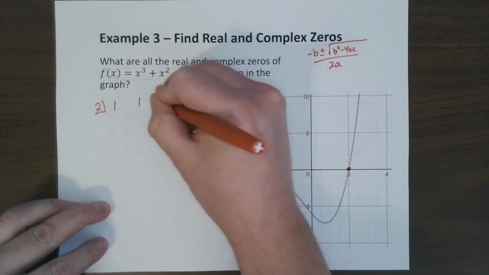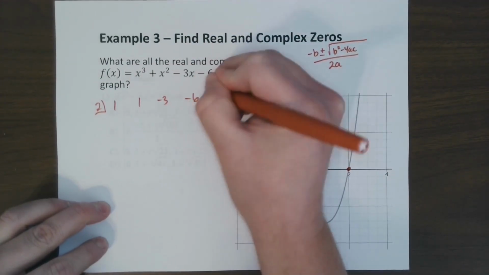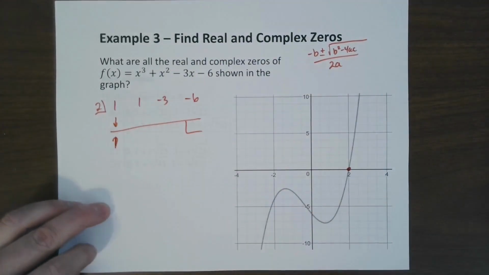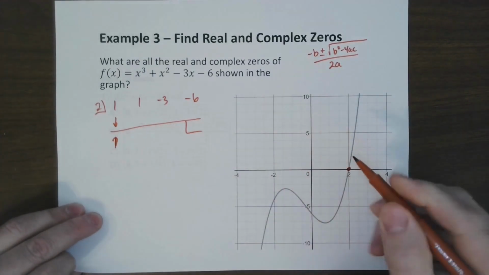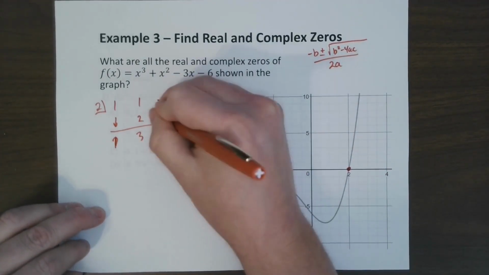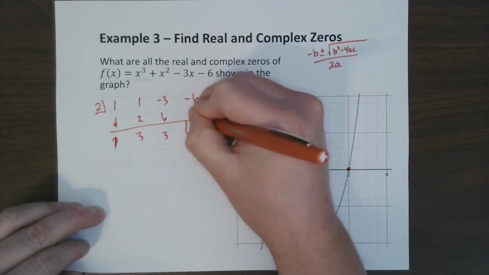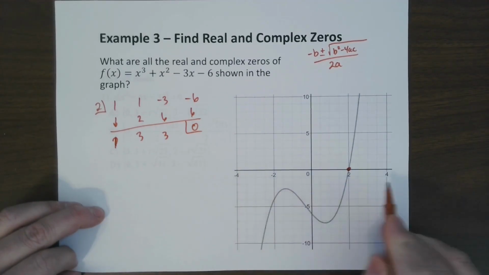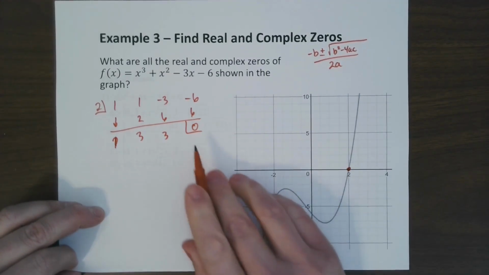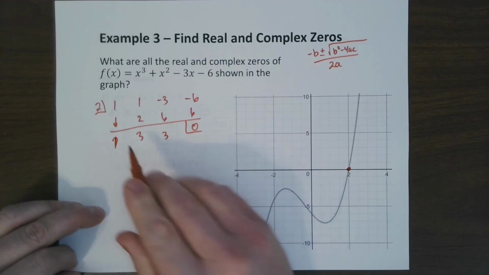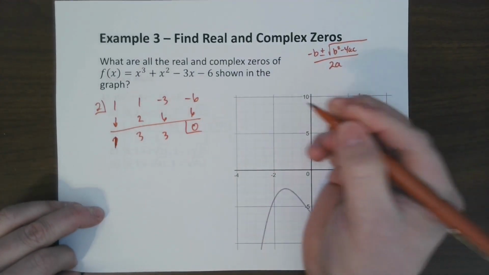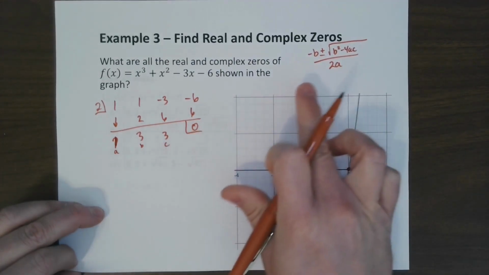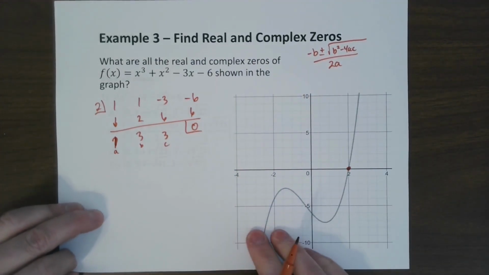After setting up synthetic division, all we have to do is solve it real fast. So 2, 3, 6, 3, 6, 0. It should be 0 here because it is a root. It crosses the x-axis, so we know for a fact that it has a remainder of 0. Now, since we're down to 3 numbers, this is our A, our B, and our C, and we can use this with the quadratic formula.